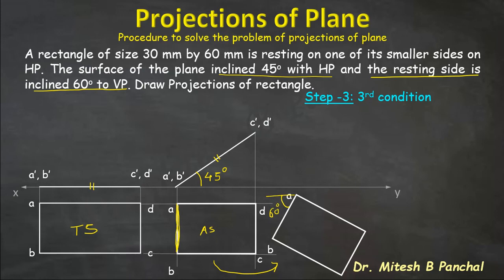So now we will consider the vertical projector from the top view and horizontal projector from the front view, and we will get the points A dash, B dash, C dash, D dash. Vertical projector from A, horizontal projector from A dash. So we will get A dash over here. Vertical projector from B, horizontal projector from B dash. So we will get B dash over here.